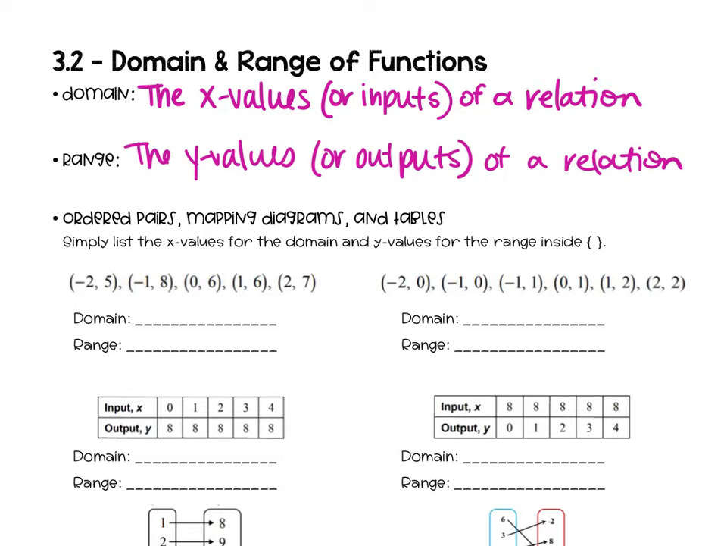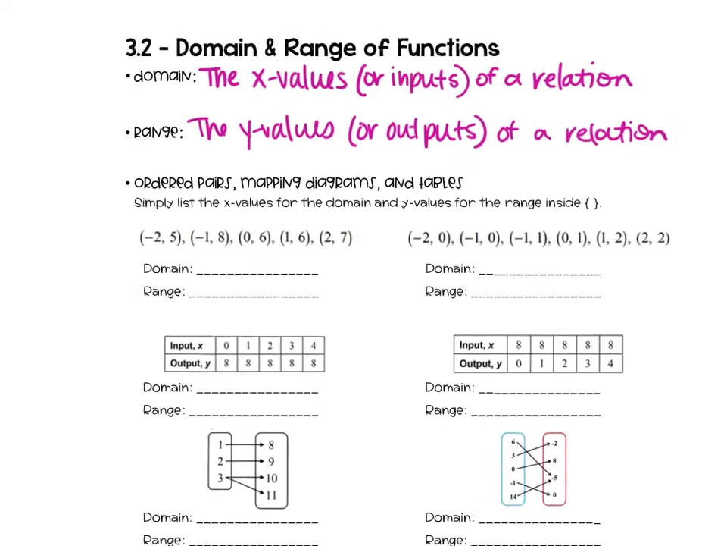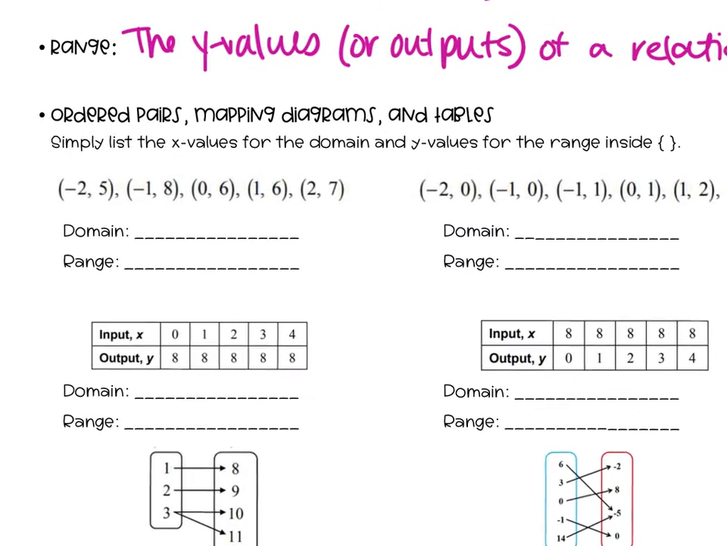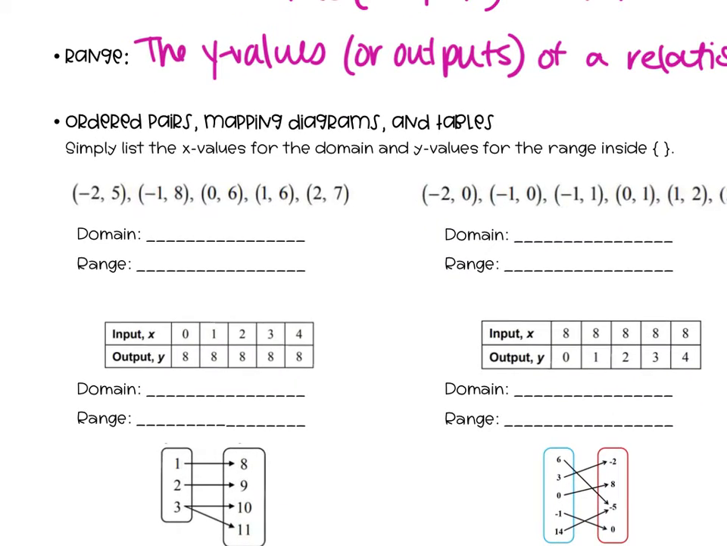All right, so we're going to have a few ways we're going to look at these today and be able to identify them. So if you're given either a set of ordered pairs, which looks like this, a mapping diagram, which was these, or just a table, which is that, you're going to simply list the x values for the domain and the y values for the range inside the brackets that look like this, okay? Typically, we're going to write those in numerical order, so like least to greatest. If it helps you, you can mark them off of the list as you go.